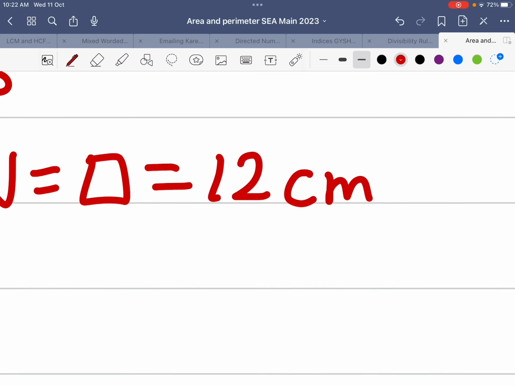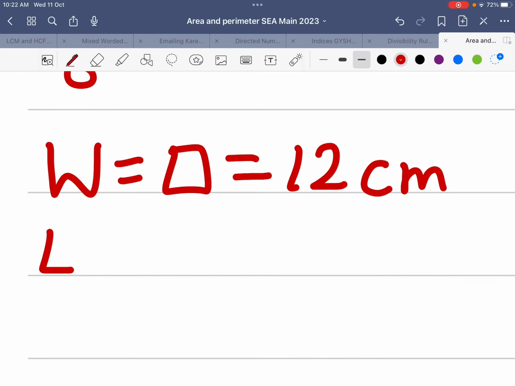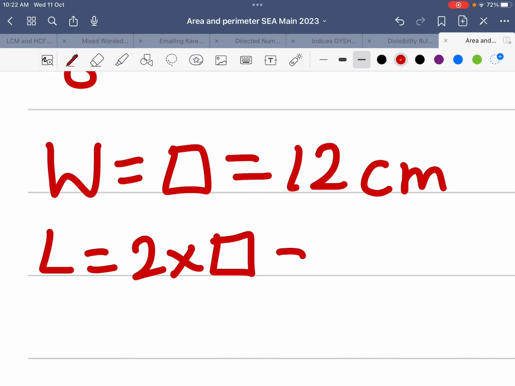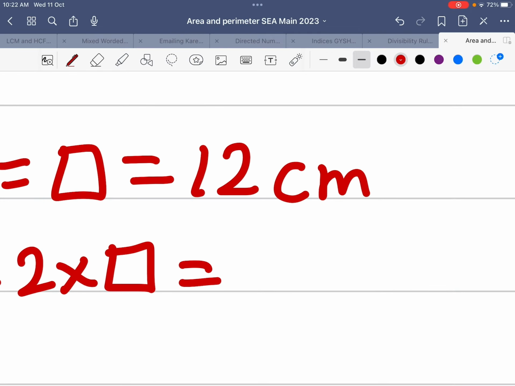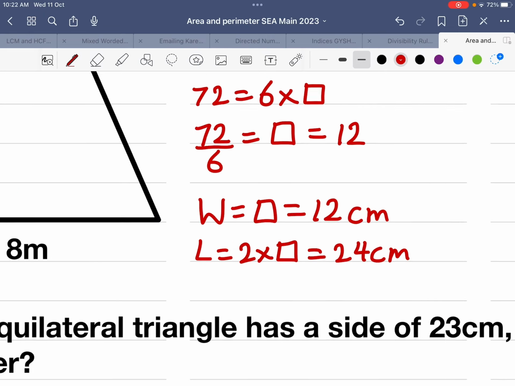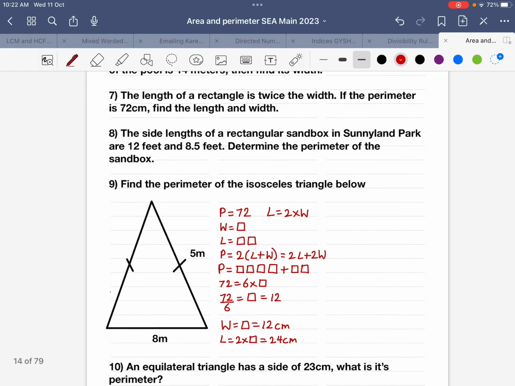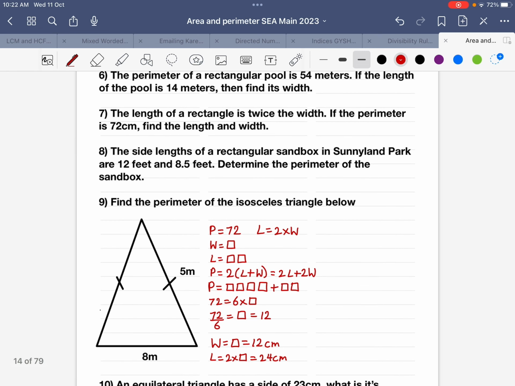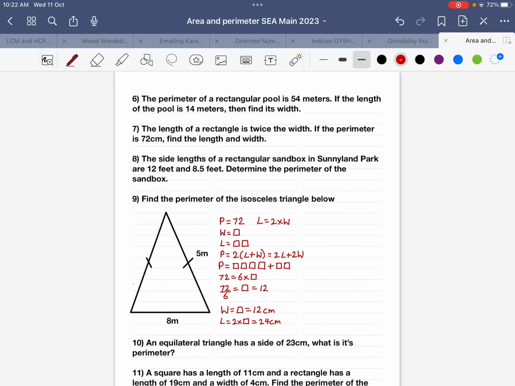So if the width is 12, we know that the length is 2 boxes. So that will be 12 times 2, which is 24 centimeters. Right, you can pause the video and take this down if you need to.